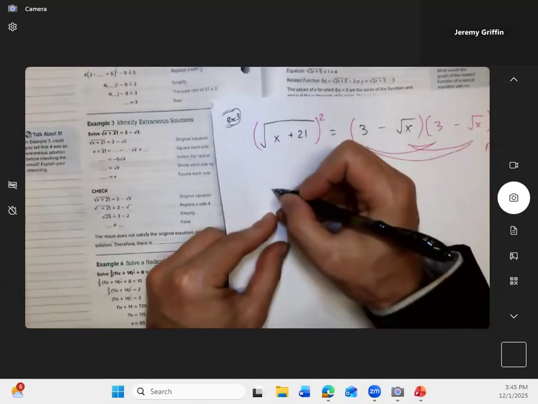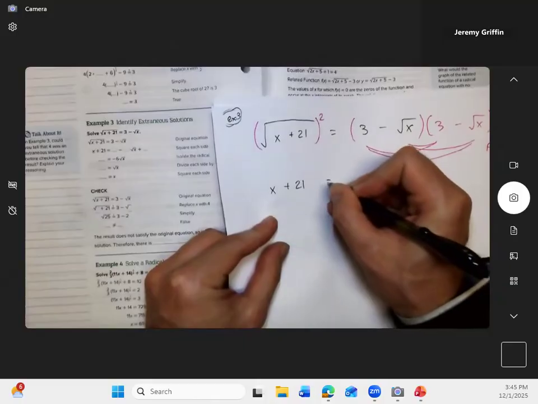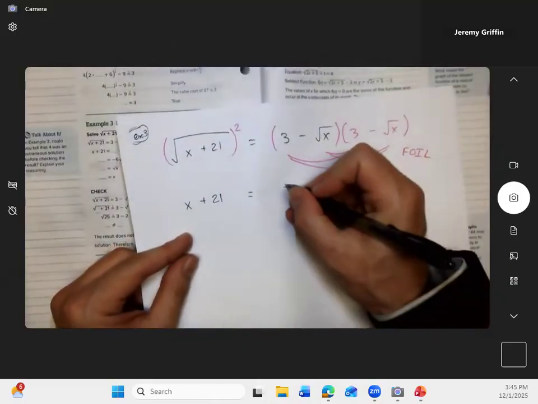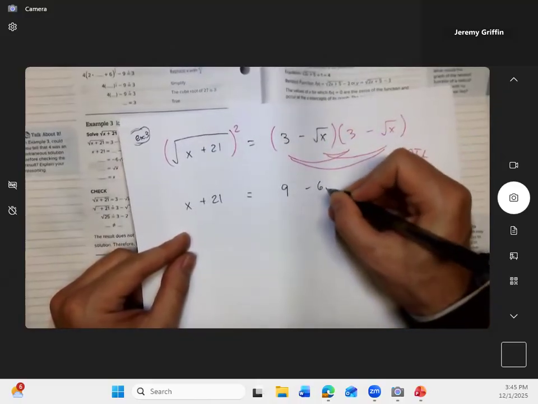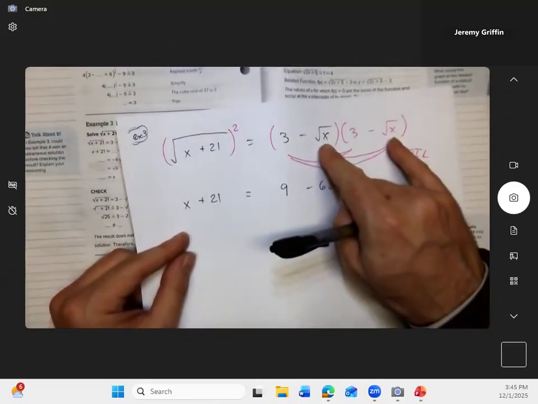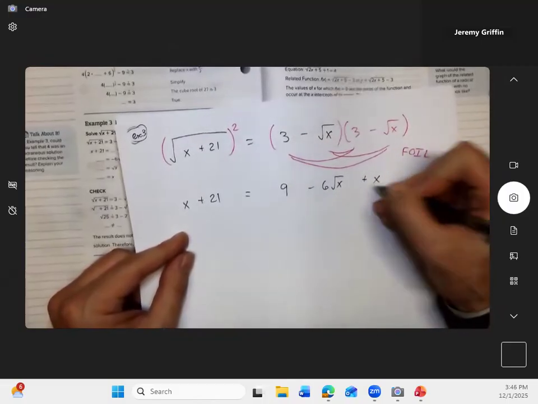Now, on the left side, very simply, the square and the root cancel out, so I just have x plus 21. Right. Now, the right side is a little more complicated, though. So 3 and 3 is 9. Then minus 3 root x minus another 3 root x. That's minus 6 root x altogether. Okay. And then root x times root x makes x, but negative negative makes positive. So really, it's just like a plus x right here is what that's going to be.